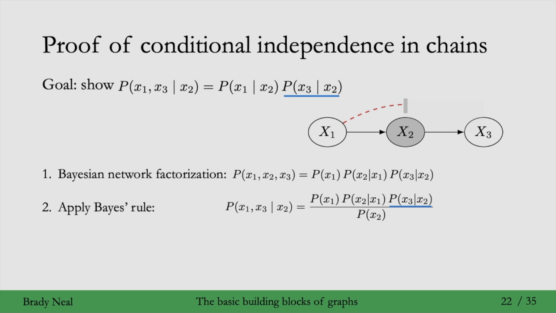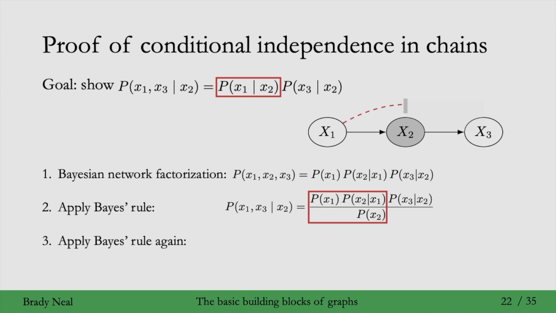And then if we notice that we already have one of the terms that we want to end up with, p of x3 given x2, then we know that we just need to turn this stuff in the red box down here in step 2 into the stuff in the red box up in our goal. That's how we can complete the proof. So if we just notice that in the numerator, we can combine those into a joint p of x1, x2, and then just apply Bayes' rule again. So we can turn this fraction into exactly what we want, p of x1 given x2.